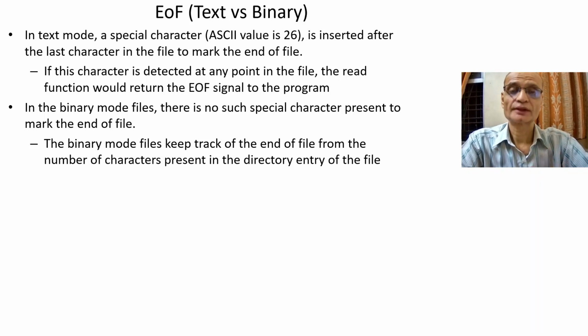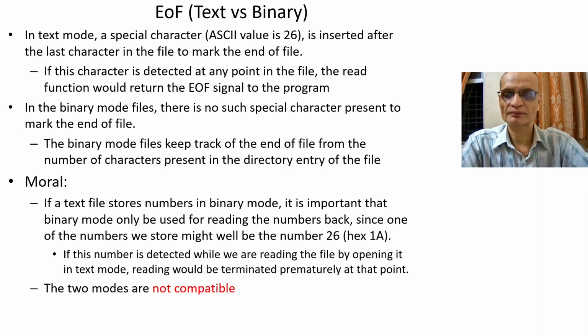So how is it going to keep track with respect to the binary file? When it comes to binary mode files, it basically keeps track of the end of the file from the number of characters present in the directory entry of the file. So obviously there is internal support, and using that basically it is going to keep track of the number of characters which are present.